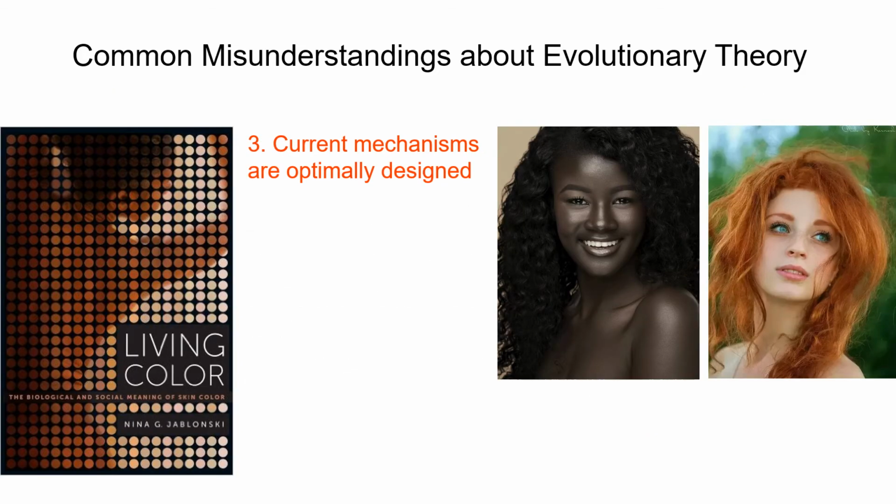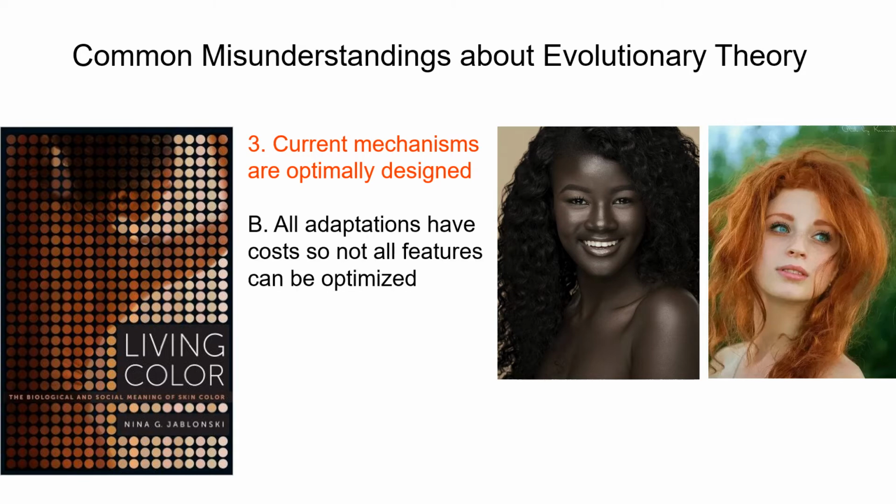Okay, so let's look at the second misconception, that current mechanisms are optimally designed. That is not all that we should look at. Then again, it's the misconception that current mechanisms are optimally designed, because they're not optimally designed. The second evidence for that is that all adaptations have costs, so not all features can be optimized.